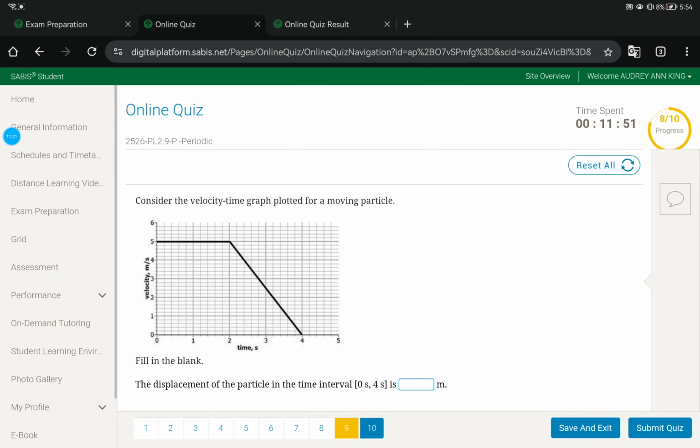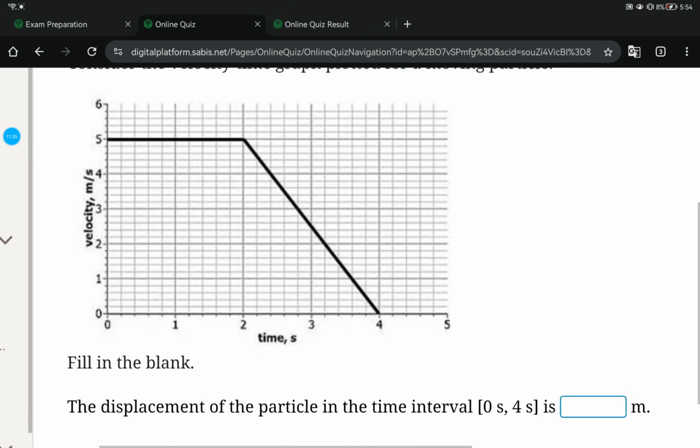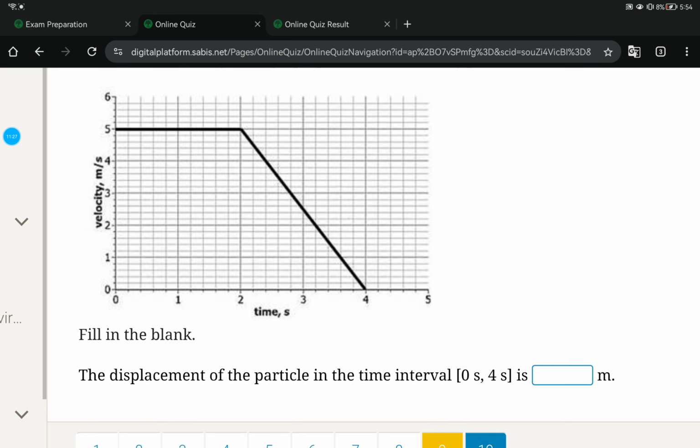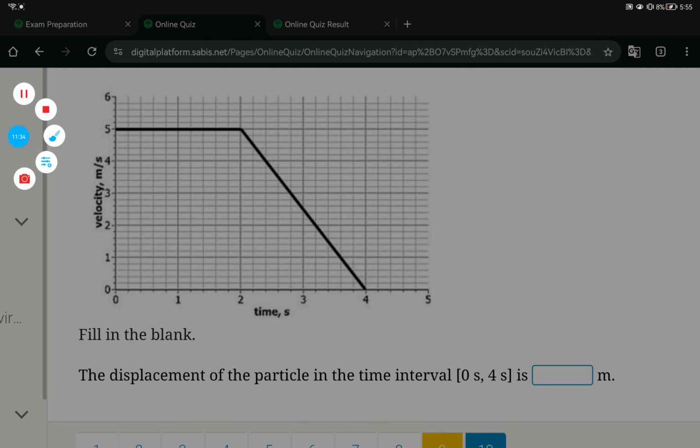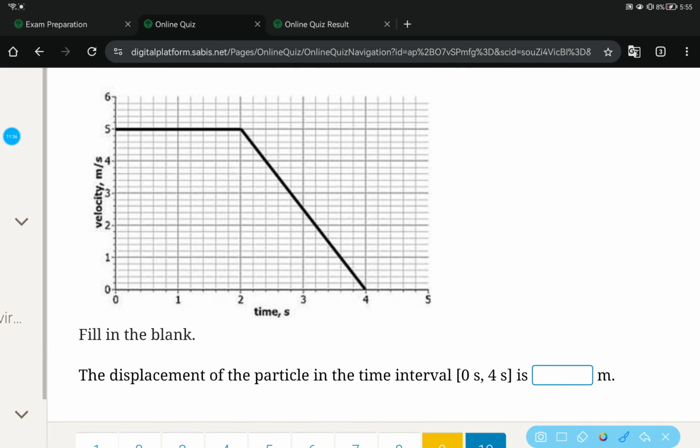The displacement of the particle in the time interval 0 seconds and 4 seconds is. So when they ask for the average acceleration, they want you to use the formula, but if they ask for the displacement or the net displacement, then they want you to find the area of the shape. So 0 seconds and 4 seconds, so here.